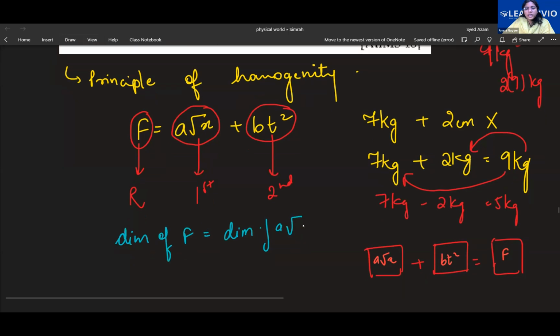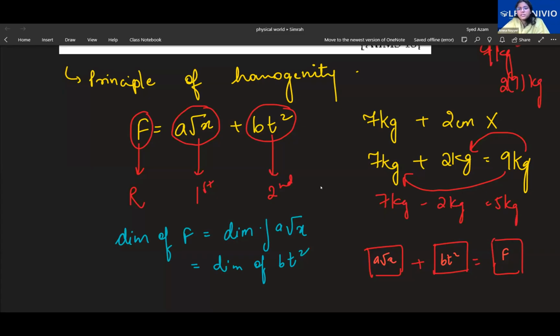A root x, which is equal to the dimension of bt squared. This is what is called the principle of homogeneity. It means you are able to add like things together, and subtract like things together. Multiplication and division can work with anything. We have seen this in the formulas also.